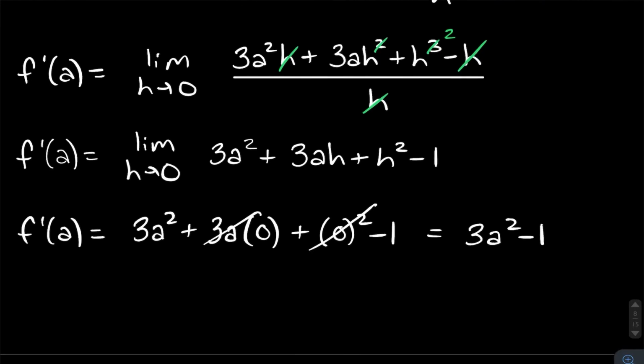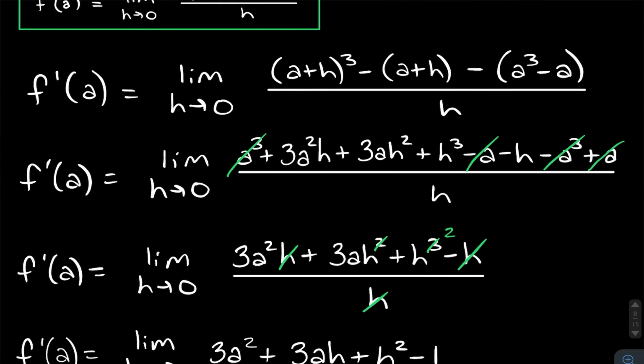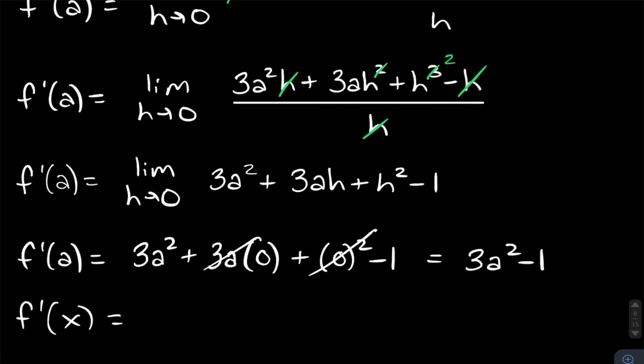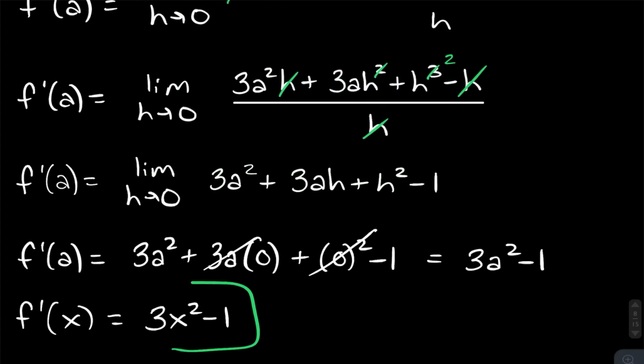And if we plug in an x everywhere we see an a, to get that f prime of x that we wanted from before, because this was really just a letter swap. I just wanted to make it easier for you to see that you're plugging in an a plus h anywhere you see an x. And so if we switch out, we get a 3x squared minus 1 instead of a 3a squared minus 1. This right here is your derivative.